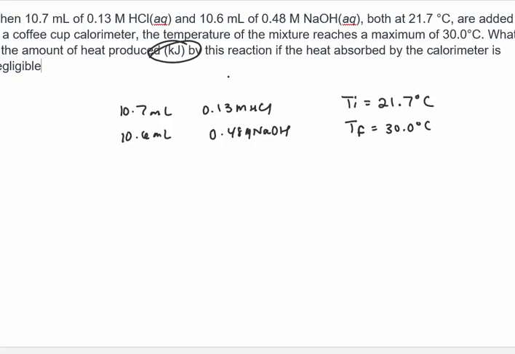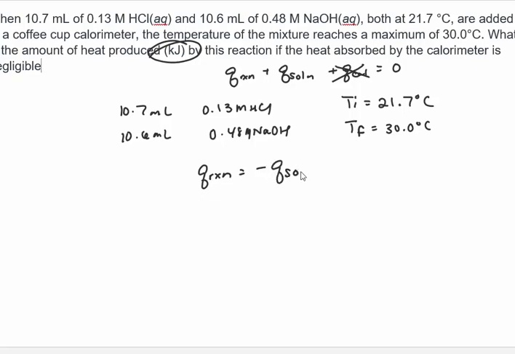Remember that the Q of the reaction plus the Q of the solution plus the Q of the calorimeter all equal 0. Because we're told that the calorimeter is negligible, I'm going to just cross this one out. So the Q of the reaction plus the Q of the solution is equal to 0. Now if we subtract the Q of the solution from both sides, then the Q of the reaction is equal to the negative Q of the solution.